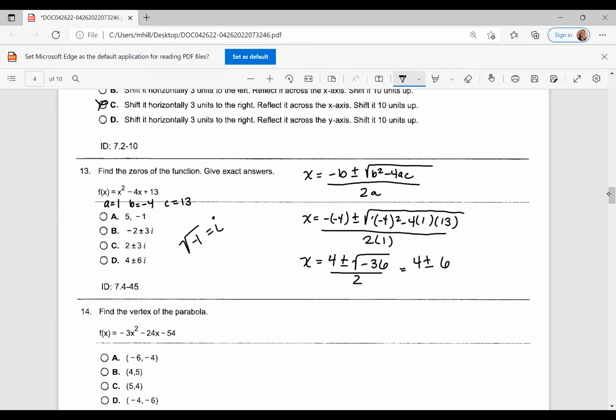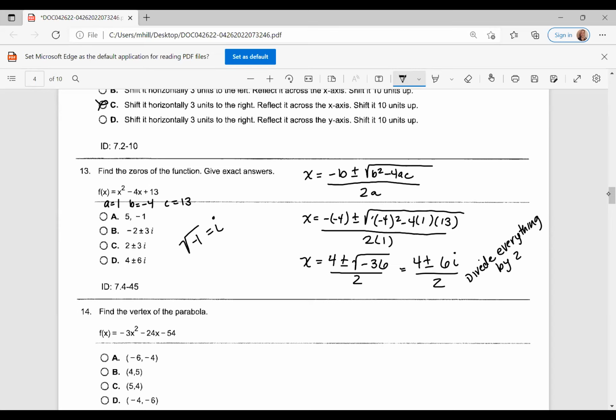just 6. But then I've got this negative that I need to take care of, which is going to get me the i part of this over 2. And then finally, I'm going to just write myself a note. I'm going to divide, 2 can go into every one of these things. So divide everything by 2. 2 will go into 4, 2 will go into 6, and 2 will go into 2.